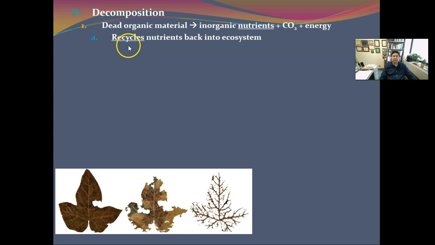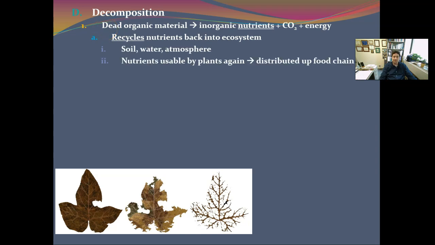Decomposition is often referred to as recycling nutrients back into the ecosystem. So when a dead organism decomposes, the nutrients that were in its body are put back into the ground or back into the air or back into the water and recycled, and they can be reused by plants and other forms of life. So once those nutrients get put back into the ground or into the air, again, the nutrients are usable by plants, and then something eats that plant, and there's a transfer of energy and nutrients there, and then something eats that animal, and on up the food chain.